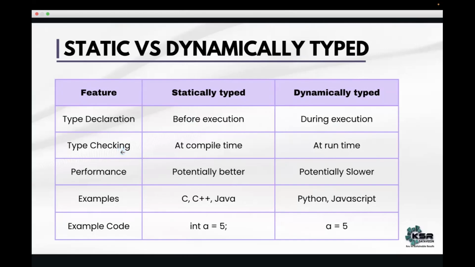Next, type checking. When will the computer check the types? In statically typed languages, it will check at compile time only, not during execution. That's why you'll find some syntax errors; all those things you can catch. So type checking happens at compile time in statically typed languages. In dynamically typed languages, it happens at runtime, so when you're executing the code.